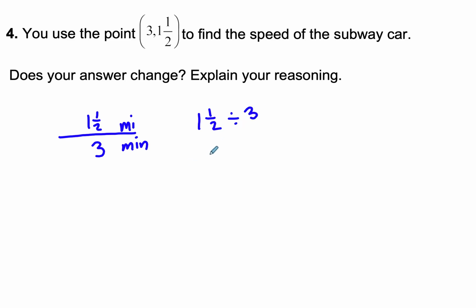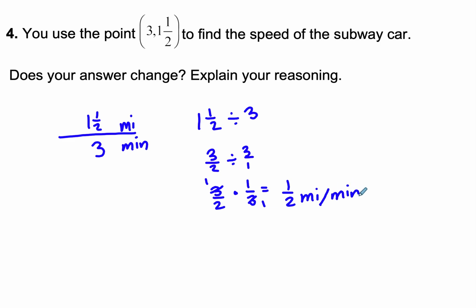With fractions, I need to make them improper if I have a mixed number. So 2 times 1 is 2 plus 1 is 3. 3/2 divided by, and then I have 3/1. We're going to do keep, change, flip. 3/2 times 1/3. I'll cross cancel on this one since I haven't done that strategy yet today. 3 divided by 3 is 1. 3 divided by 3 is 1. I'm going to multiply straight across. 1 times 1 is 1. 2 times 1 is 2. I get 1/2 mile per minute.